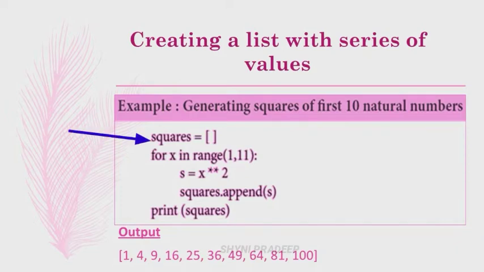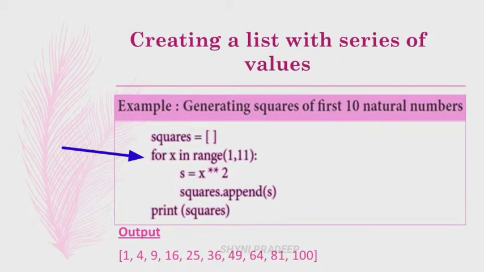This is an empty list. Okay. So now we created an empty list and its name is squares. Okay. Then the for loop is given: for x in range(1, 11). Here 1 is the initial value, 11 is the stop value. Increment value is not given, which means step value is not given. Okay. So default step value is what? 1. So 11 minus 1 is 10.